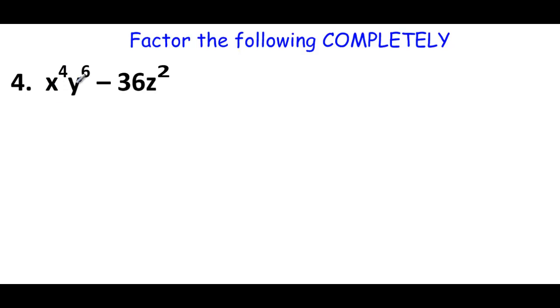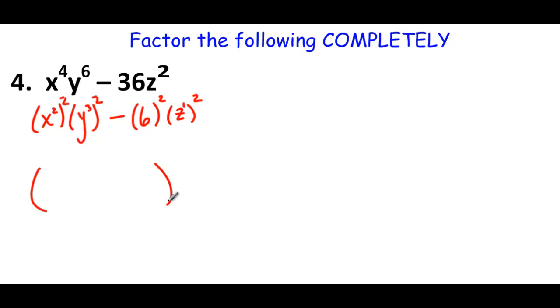If I look at x to the 4th, y to the 6th, I know that this is x squared, squared. And I know y to the 6th is y cubed, squared. And if I look at 36, I know that's 6 squared. And I know z squared can be written as z to the 1st, squared. Because I can break down each of the individual terms into quantities squared, this is called a difference of two squares, which will factor down to two binomials.